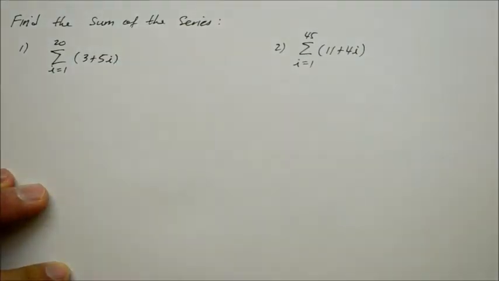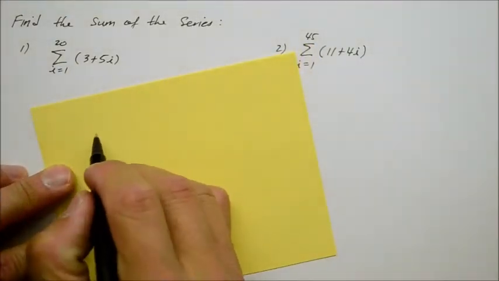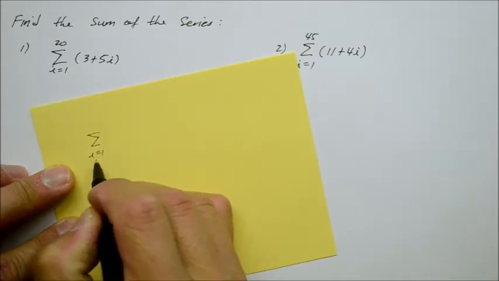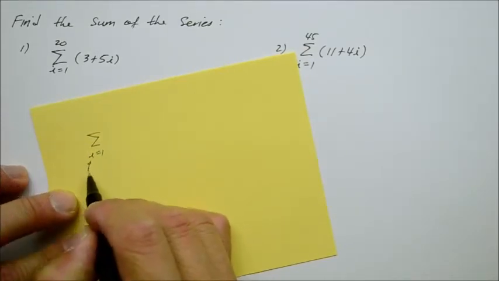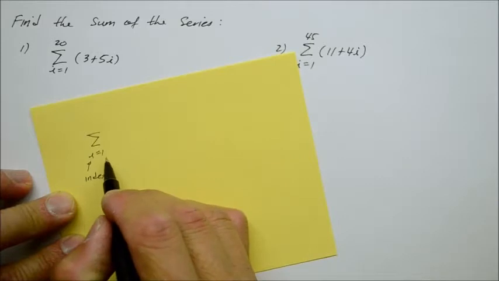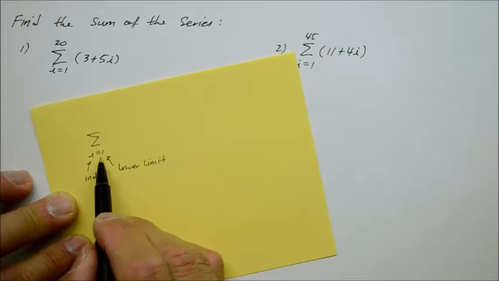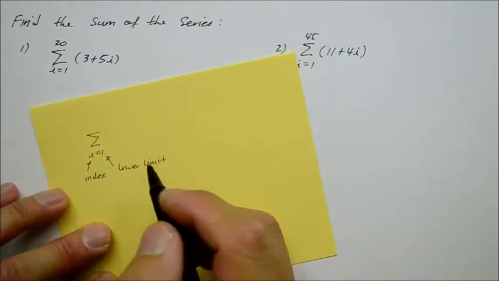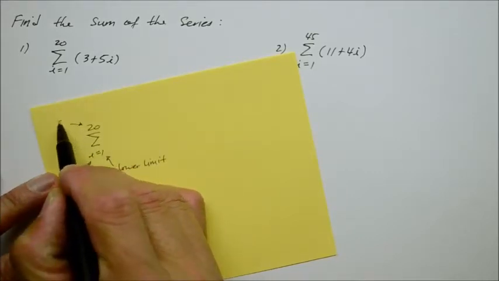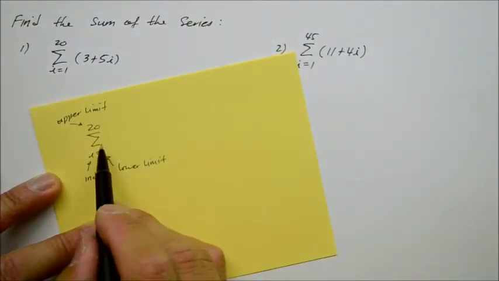Let's talk about the components of the summation notation. Here in this case, we have the sigma with the i is equal to 1. The i is called the index. And the bottom portion of the summation notation is known as the lower limit, the beginning, the initial part. And the top over here, 20, that is the upper limit, the maximum. So that's why it's finite.